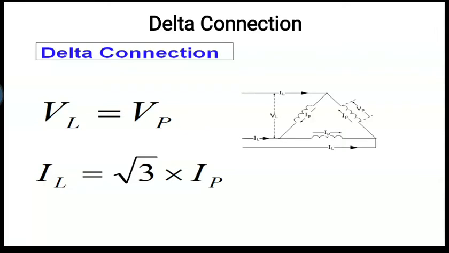Delta connection is nothing but a triangle form. There are three voltages, and you can see the three joints of that triangle are nothing but the three phases. Here you can see it is written IL. You can see in the diagram there is an IL. IL means line current. Line current means the current which is coming from the main supply.